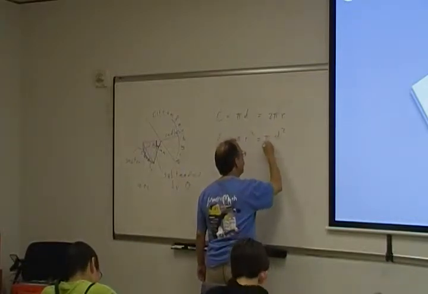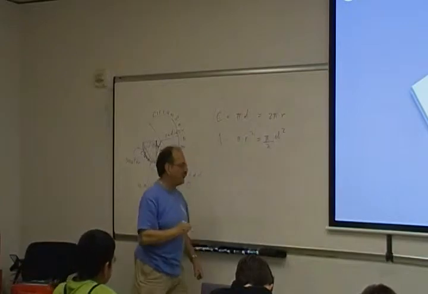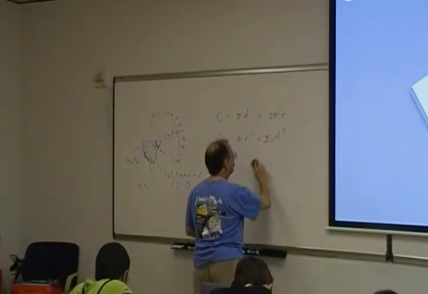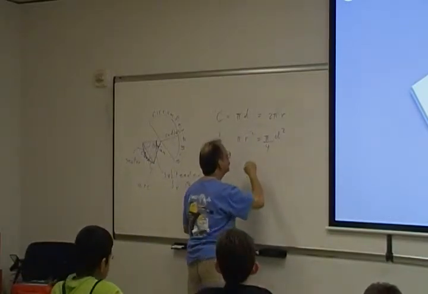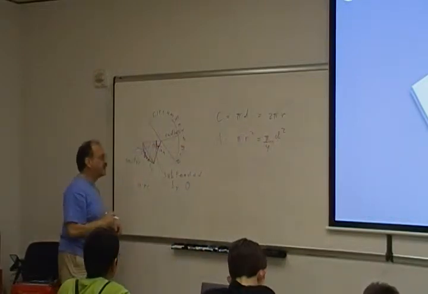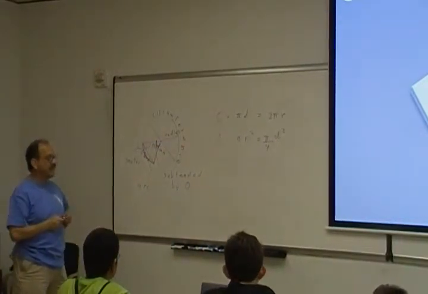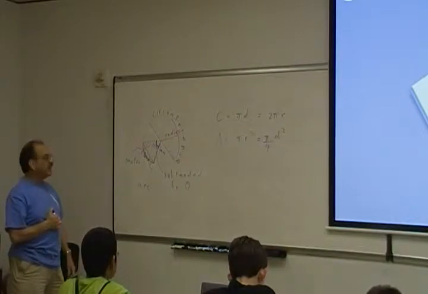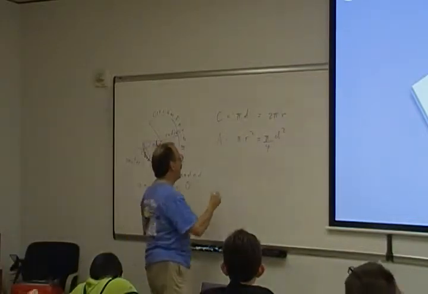Pi d squared over 4, not 2, 4. That's my goal. Because you have to square the r. r is d over 2, and you square it, you get a 4 in the bottom. Right? And now what would this be in terms of tau?